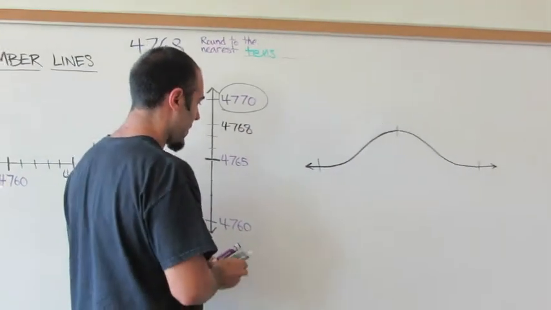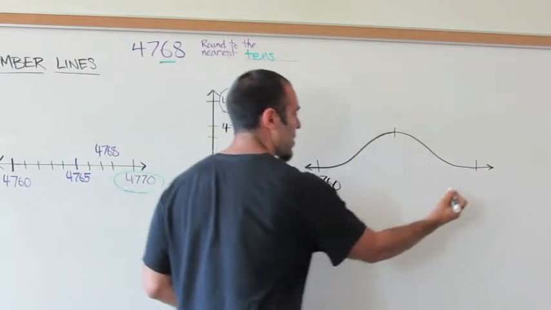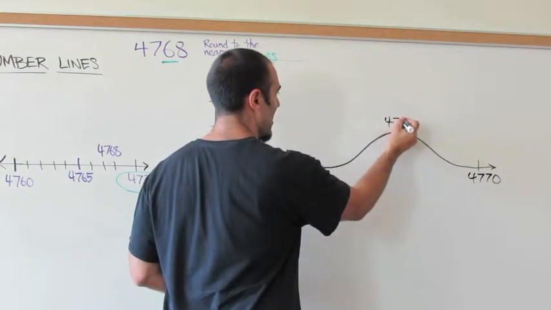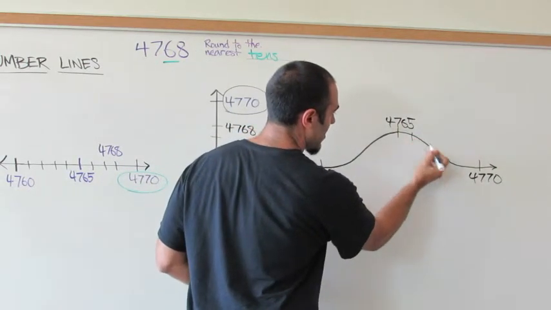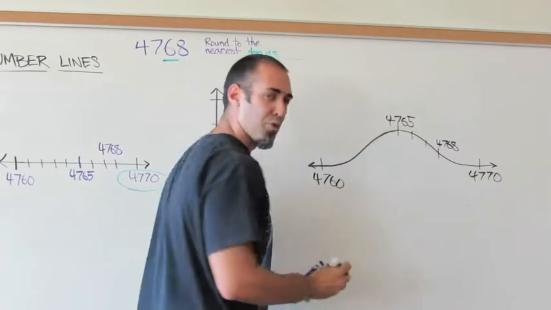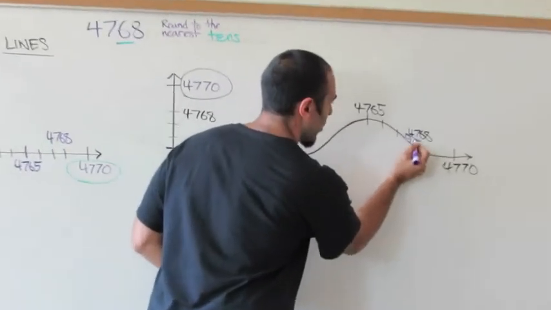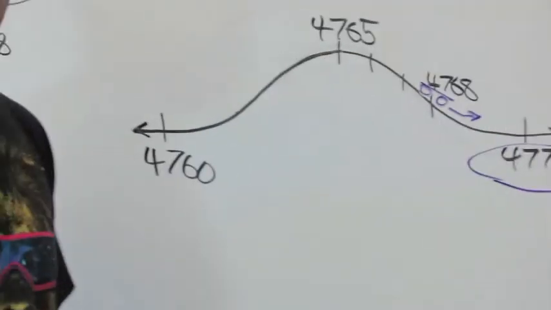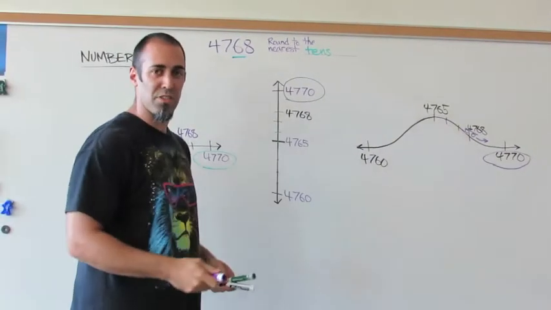And again on the hill, the lowest number is 4,760. The highest number is 4,770. The midpoint is 4,765. Our number falls to the right of the midpoint. Therefore, if we were to imagine this number being on a little tiny skateboard, our number would roll towards the highest number on the number line, and that is 4,770. So we round 4,768 to 4,770.